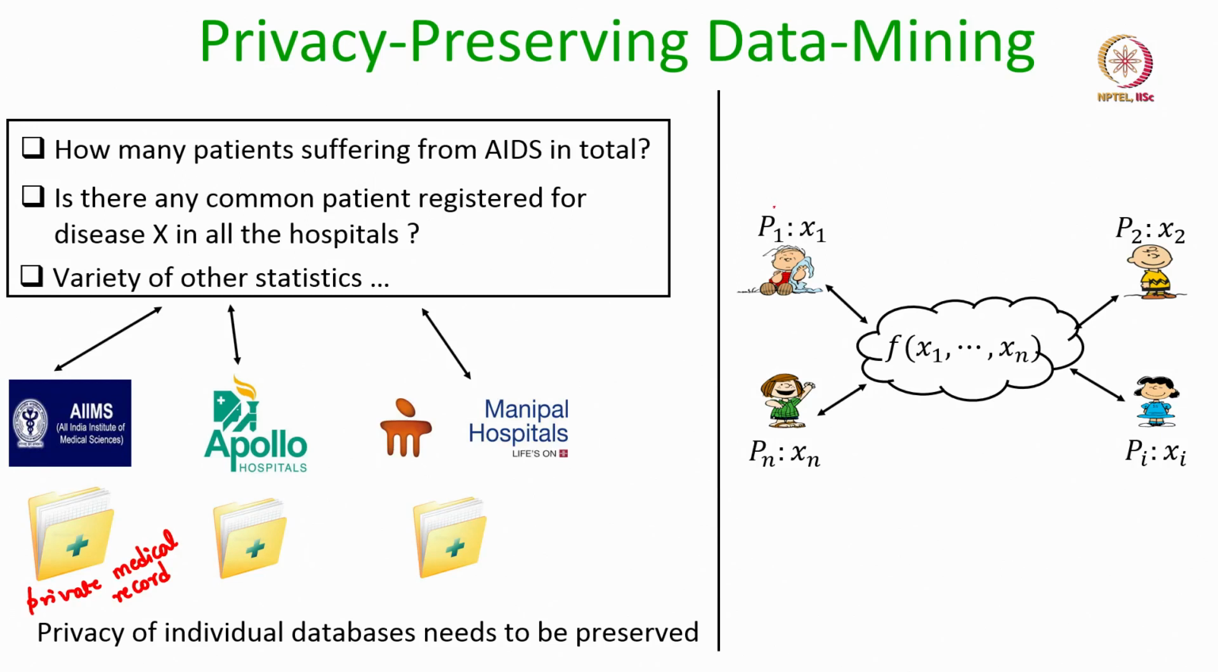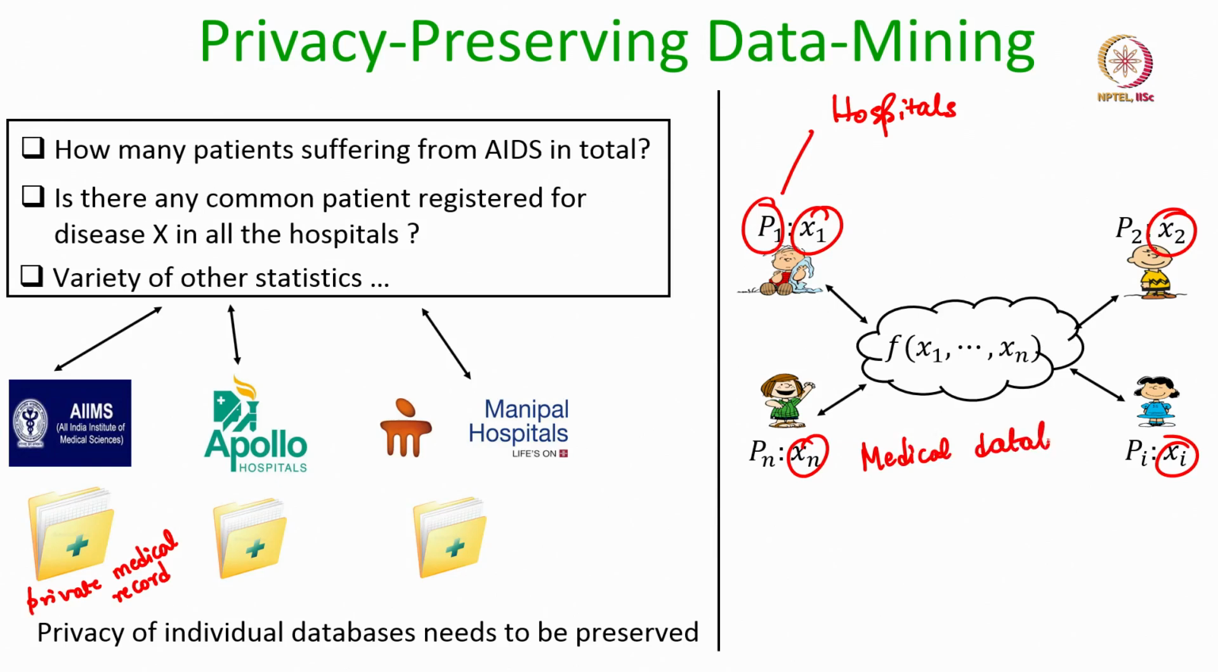So, here the parties are nothing but my hospitals, okay, and the private data associated with every party is nothing but the medical records or medical database. Okay. And the function f which the parties would like to compute corresponds to the data mining operation or the query which the parties would like to run on the joint database, right.